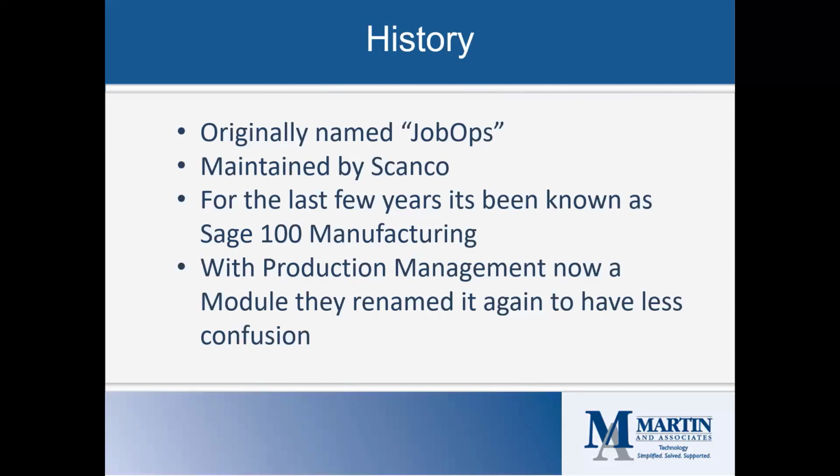Once Scanco took over, the name of the product was referred to as Sage 100 Manufacturing. And now, with production management being another manufacturing module, to ease some confusion they went with production management, which is the replacement to work order, and operations management is what was Sage 100 Manufacturing, or more historically, JobOps.